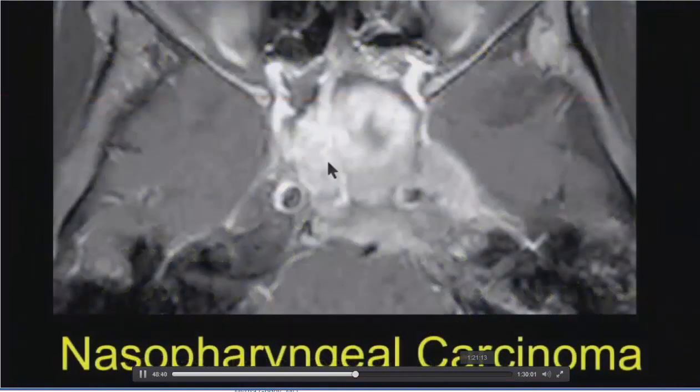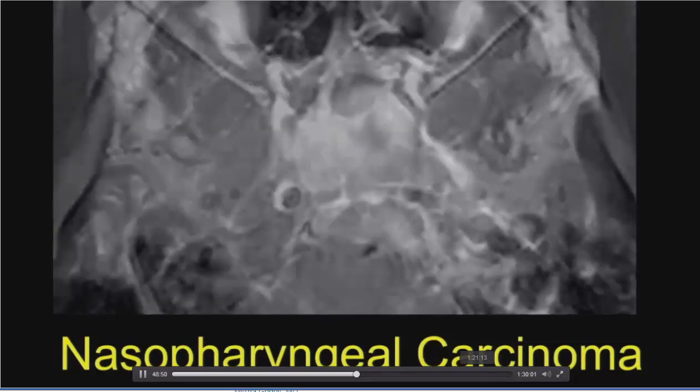So here's a case with post-contrasted MR at T1, and we see enhancement over here and enhancement of the central skull base. And this was a nasopharyngeal carcinoma that decided to just go straight into the bone immediately superiorly.